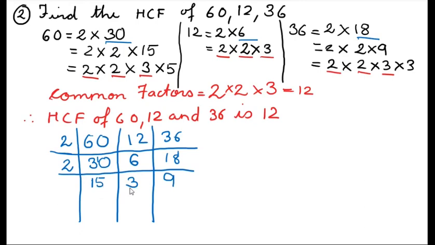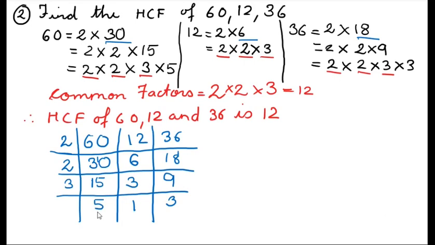Now, 5, 3 and 9. Are these numbers divisible by 2? No. Therefore, these three numbers will not be divisible by 2. So, we will move on to the next prime number, that is 3. Are these three numbers 15, 3 and 9 divisible by 3? Yes, because they come in 3's table. So, we will write it quickly. 3 fives are 15, 3 ones are 3 and 3 threes are 9.